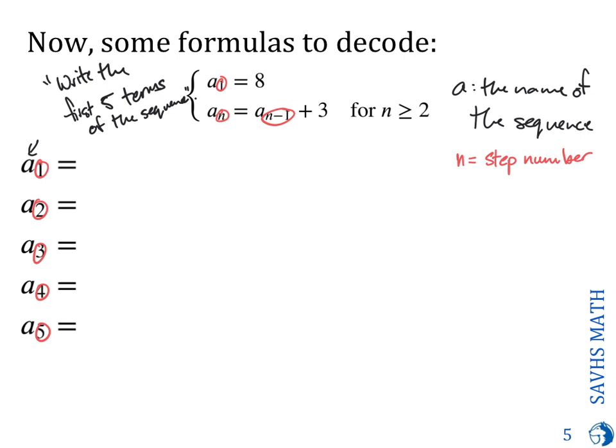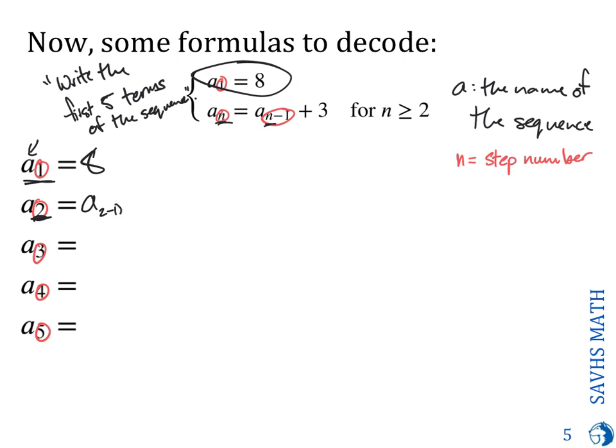Now let's start. Let's find the first term in the sequence. We're looking for A1, and it says A1 is 8. So we can just write that A1 is 8. The next one says we're looking for A2. In A2, the step number is 2, and so we're going to put in a 2 wherever we see an n. So we'll rewrite that. A n is 2.